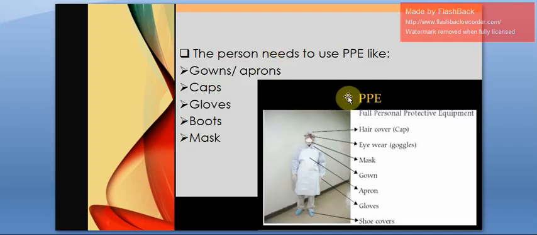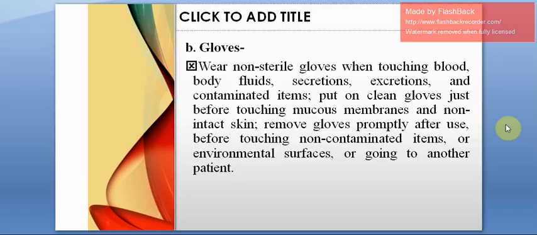Now, if you ask me what do you mean by PPE, PPE full form is personal protective equipment. Under personal protective equipment comes your gown. Okay, then comes mask, then goggles or eyewear, hair cap, apron, you can wear apron also, a gown comes usually, gloving, that is gloves, then boots and shoe cover. All this is referred to as personal protective equipment or PPE.